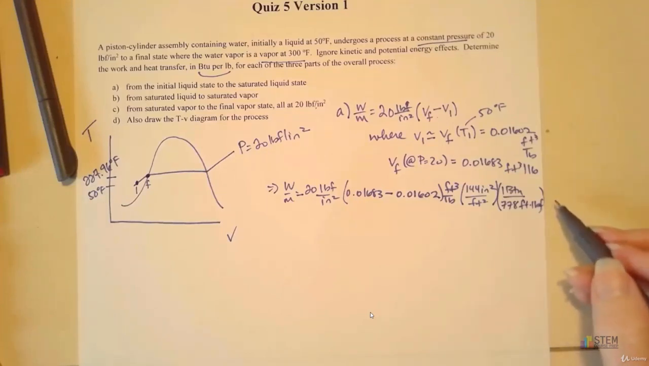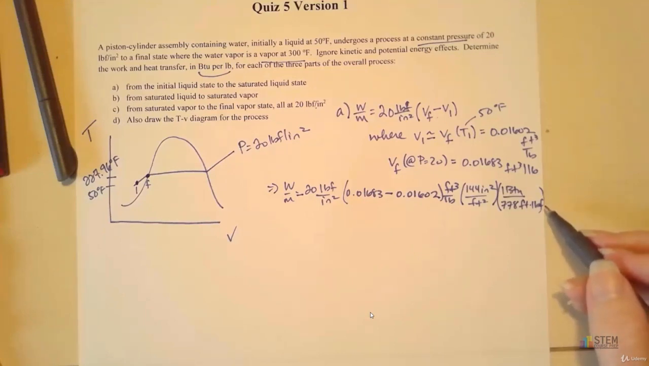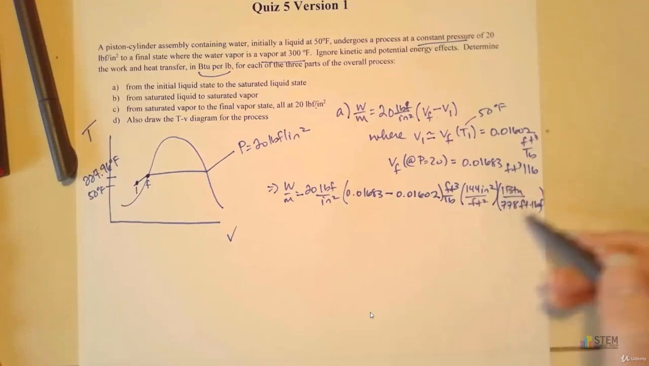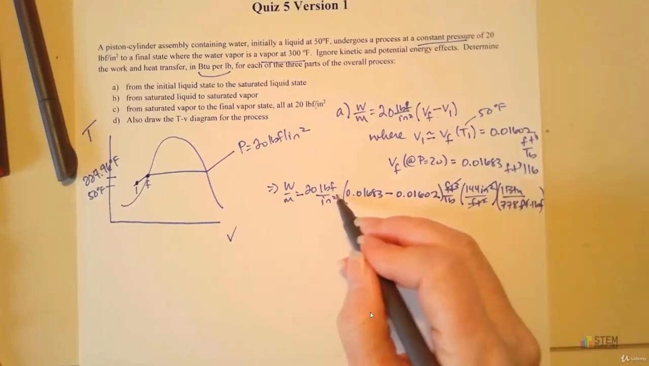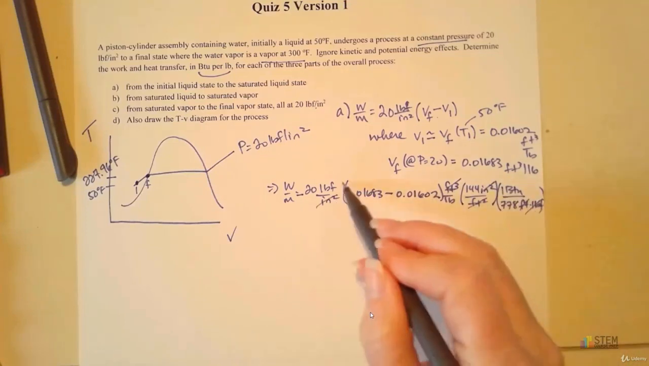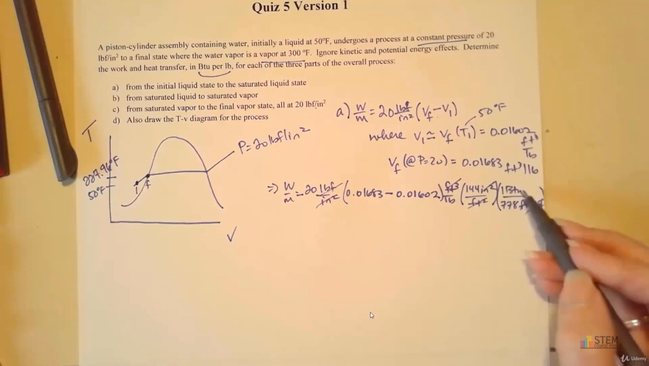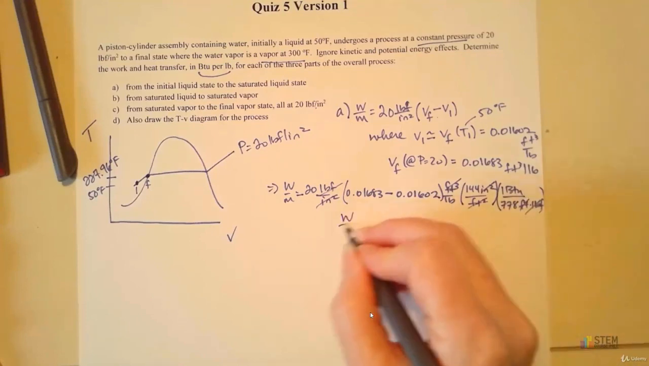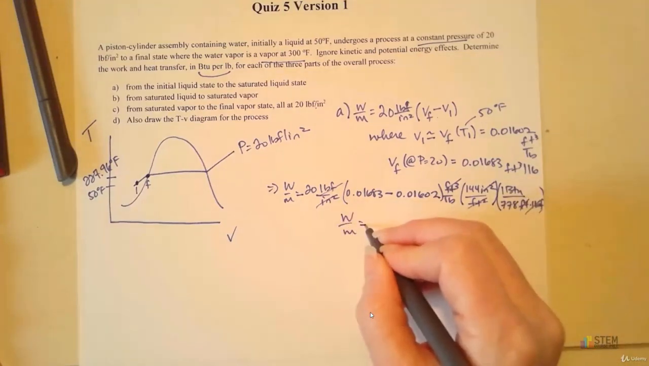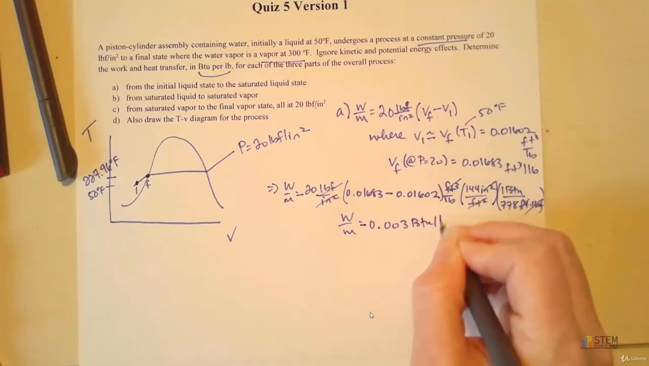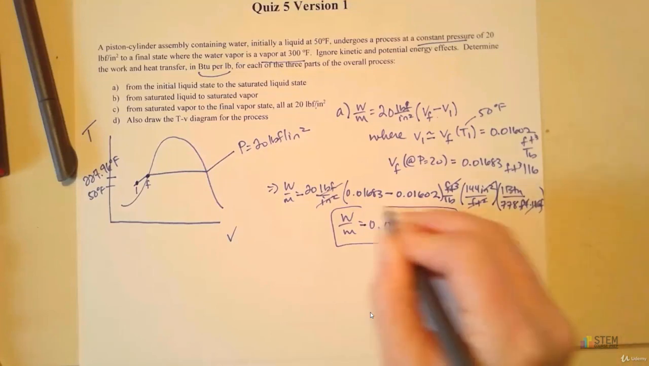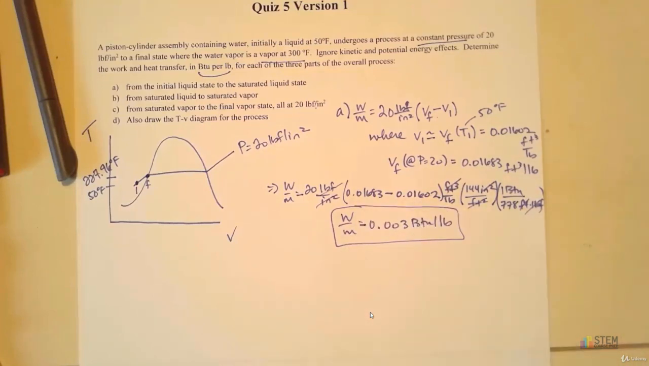All right, so now after you do all of that, everything ends up going away except for BTU and then pounds, because this foot combined with this cancels this. Inches squared goes away, pound force goes away. So you got BTU per pound. Your work per mass is going to be 0.003 BTU per pound. So there's that for part A.